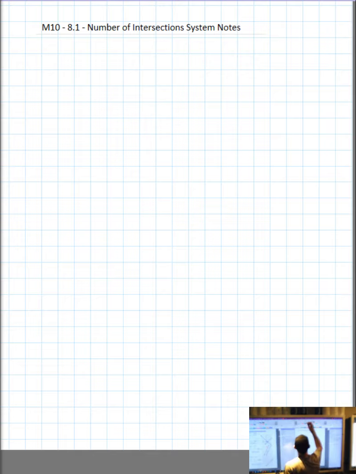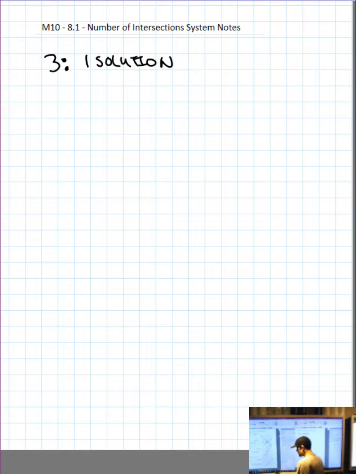Okay, let's look at the number of intersections. We're going to have three possible cases. One solution, meaning one intersection. If the lines intersect, we have one solution. Zero solutions, no solution. And infinite solutions.